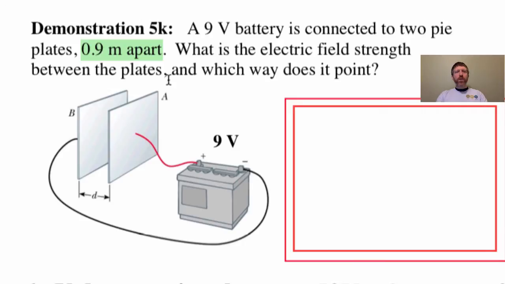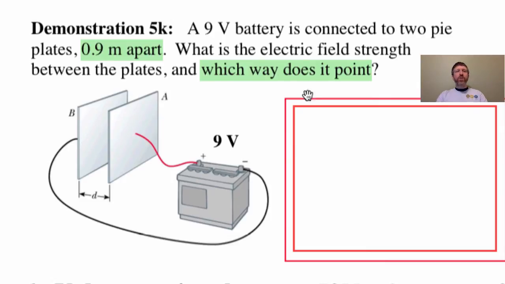Let's do the last part first. Which way does the field point? It'll point in the direction that a positive charge would move. A positive charge placed right at this plate between the two would accelerate downhill to the negative plate. It's attracted to the negative plate, so it would point to the left.